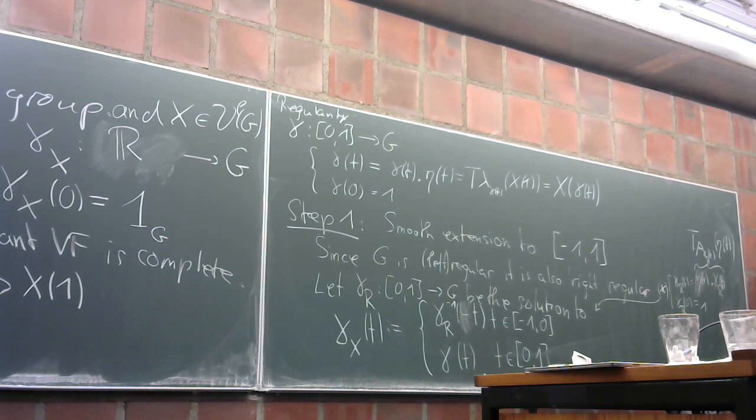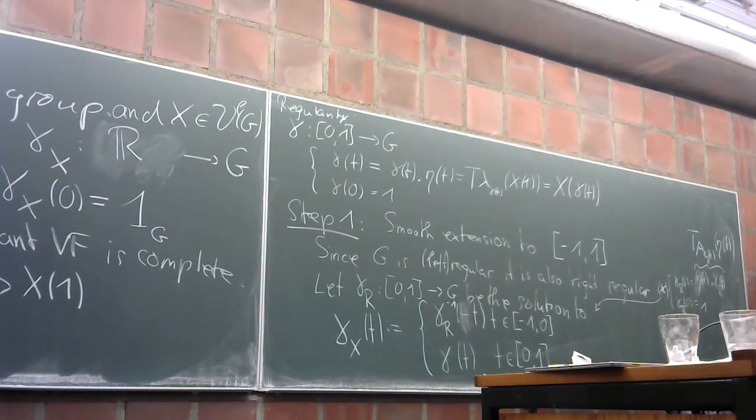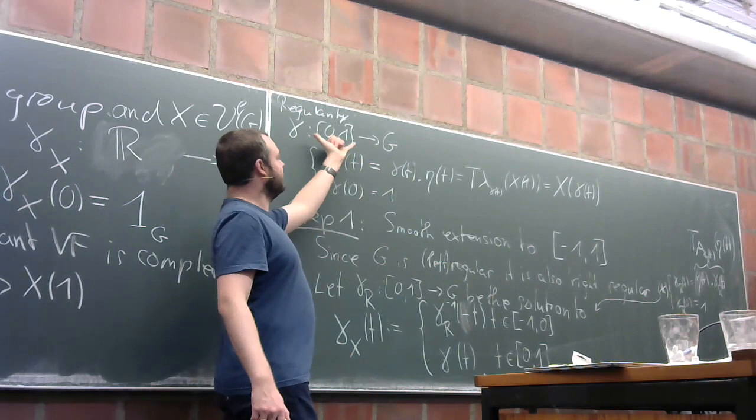So just leave a comment if you know the finite dimensional proof. In finite dimensions, this step doesn't exist. Why? Because in finite dimensions, you get a solution to this flow of the vector field equation, which lives on a small open interval around zero. And my main problem is here that I have solved the differential equation on a closed interval where the initial point is the left endpoint of this.